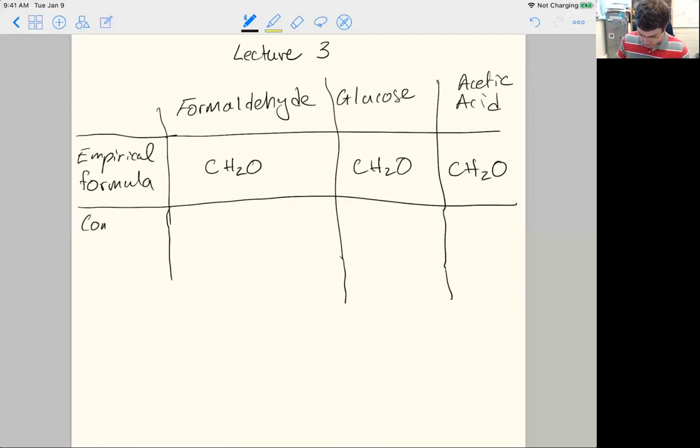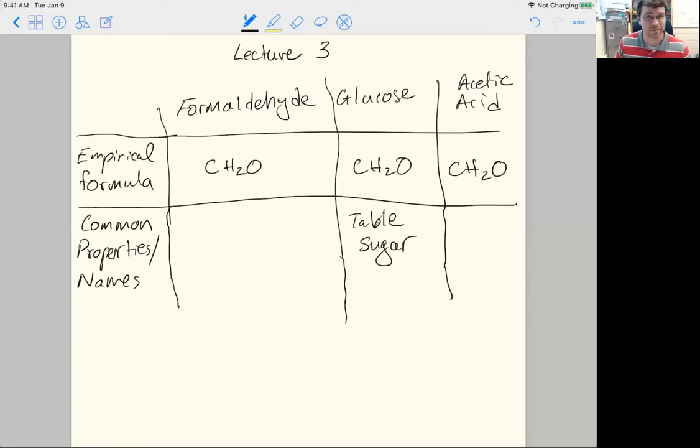Now, I'm going to label this row as common properties slash names. I think the common property of glucose is that it's table sugar. So the sugar that we add when we're cooking, that sort of thing, is glucose. That's very different from formaldehyde. Formaldehyde is a preservative agent. And as a result, it's highly toxic, among other health consequences, if it's directly consumed.